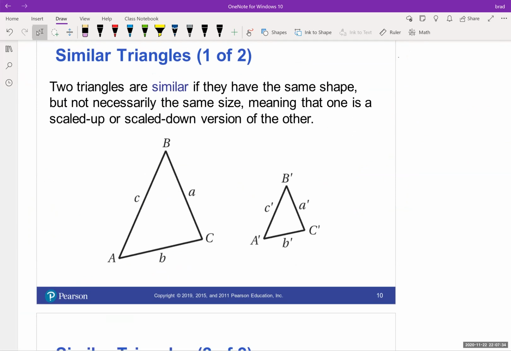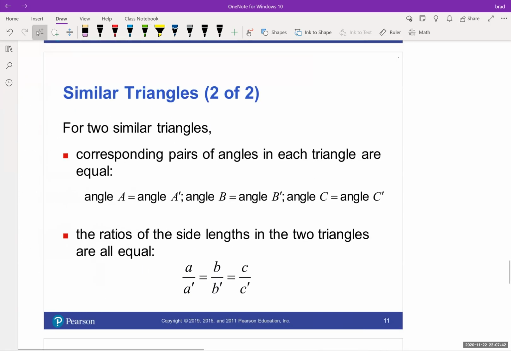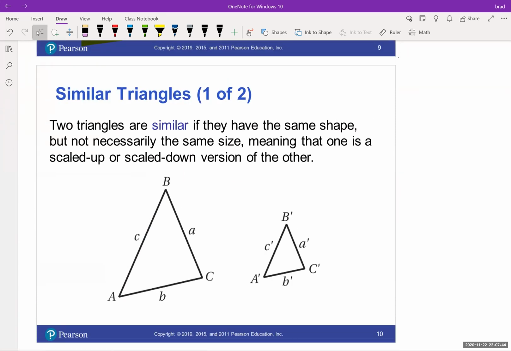Okay, so now let's talk about similar triangles. The nice thing about similar triangles, let me see how much we have left. Oh, just a little bit. The nice thing about similar triangles is they've been used for a very long time to do a lot, even in old times. There's all kinds of things you could do with similar triangles. So two triangles are considered similar if they have the same shape, but not necessarily the same size, meaning that one is a scaled up or scaled down version of the other.